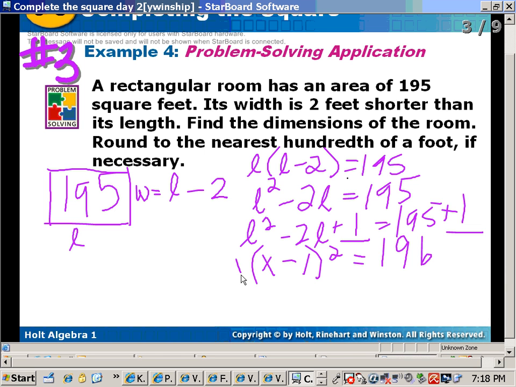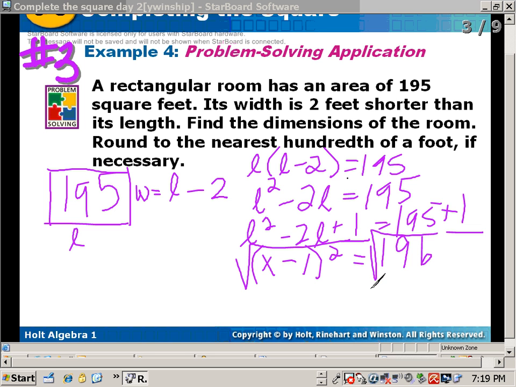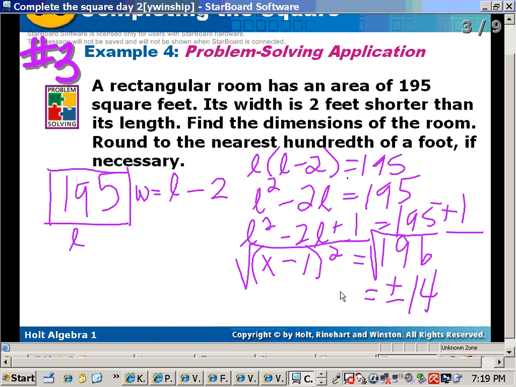Okay, then I need to take the square root of each side, and the square root of 196 is 14, so I'm going to have to use my plus or minus 14 and my x minus 1. At this point, I need to add 1 to each side.